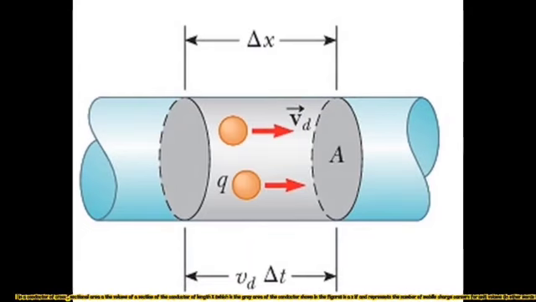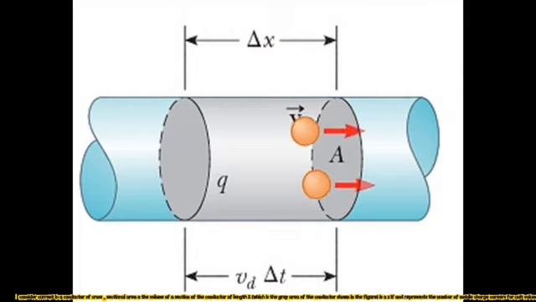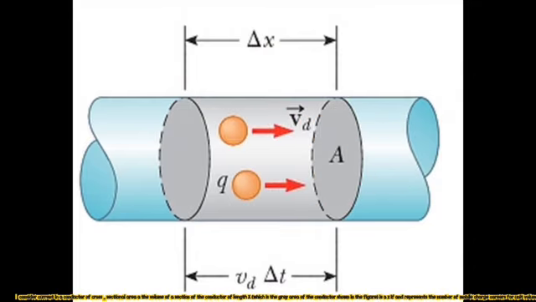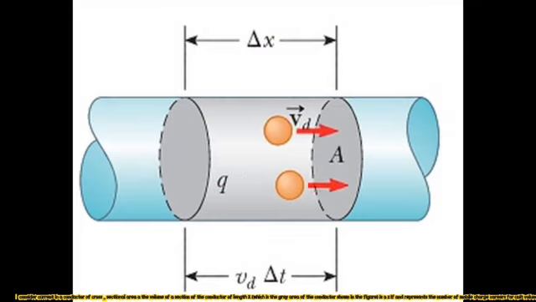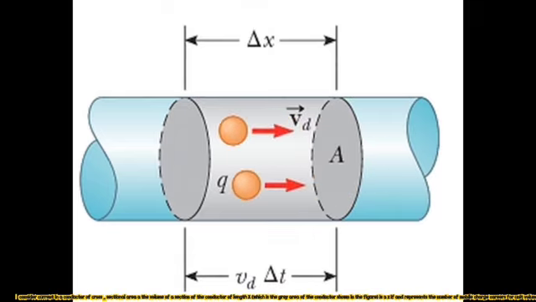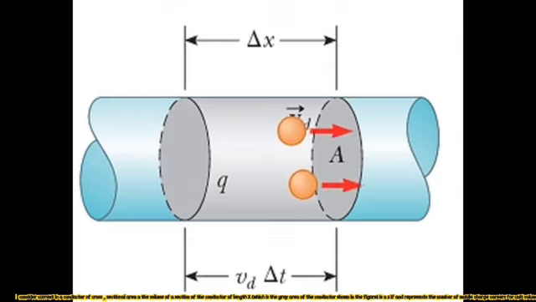Consider current in a conductor of cross-sectional area A. The volume of a section of the conductor of length delta x, which is the gray area of the conductor shown in the figure, is A delta x. n represents the number of mobile charge carriers per unit volume, in other words, the charge carrier density. The number of carriers in the gray section is n A delta x.